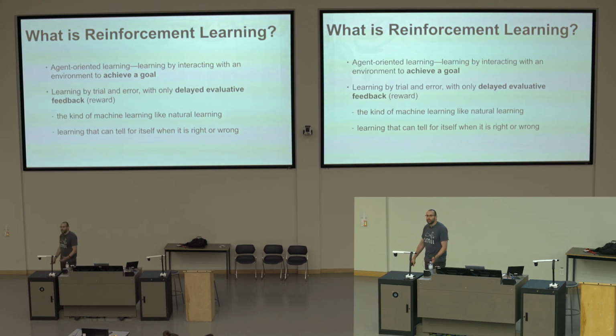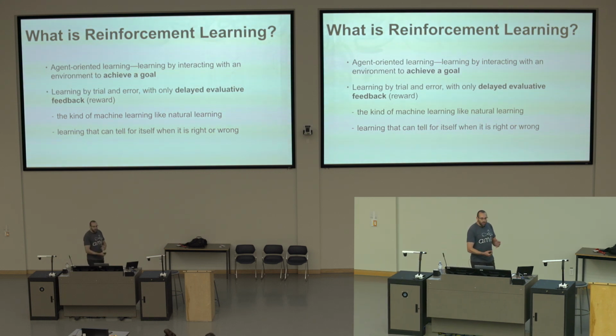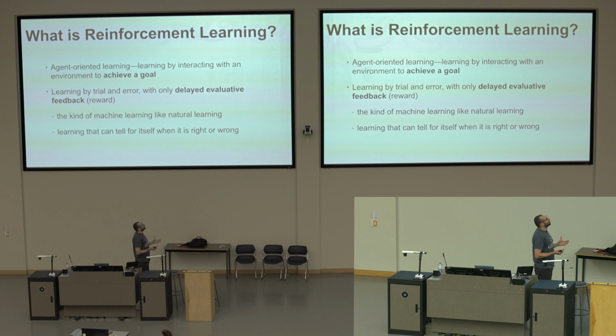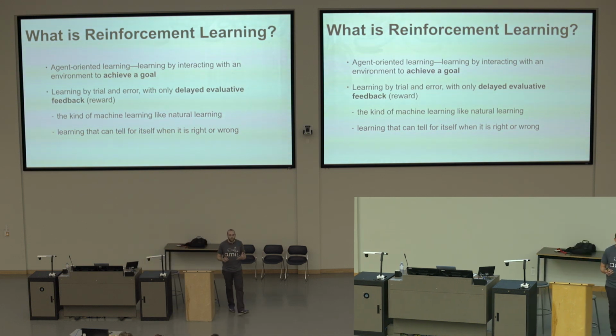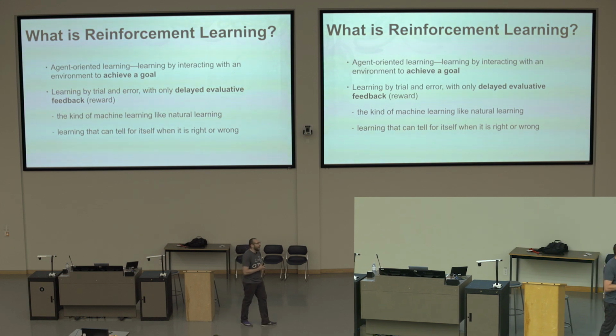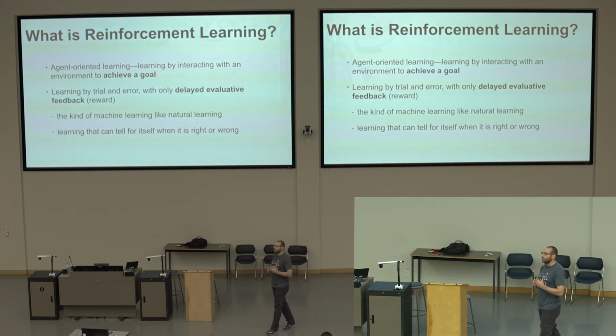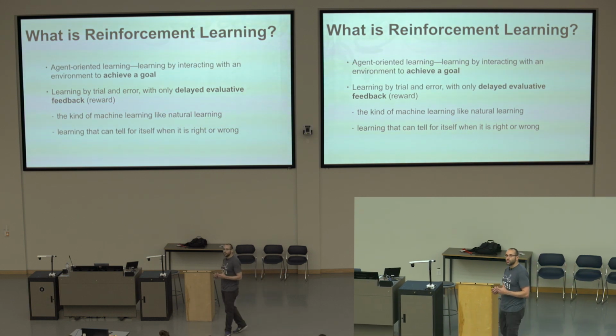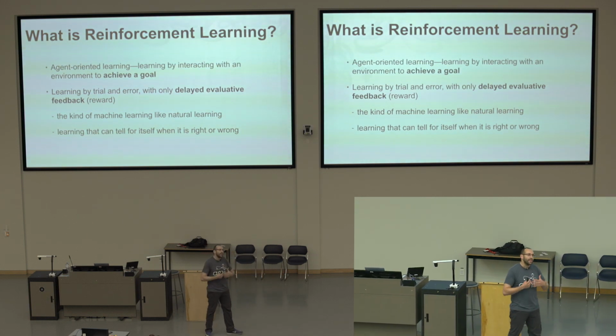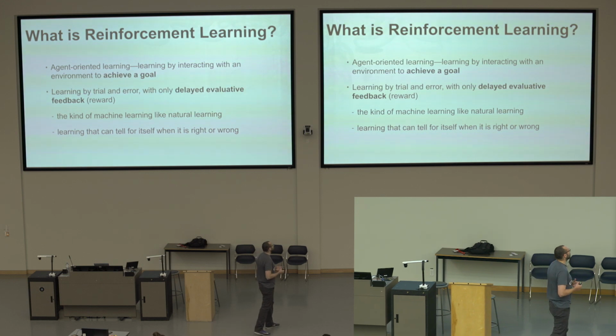So what is reinforcement learning? Reinforcement learning is all about agent-oriented learning, right? So agents that are interacting with the world to achieve a goal. That's the really fundamental headline thing here. They learn through trial and error interaction. So just like people do, just like animals do, they try stuff in the world, they see what happens, and then they try to learn from that.